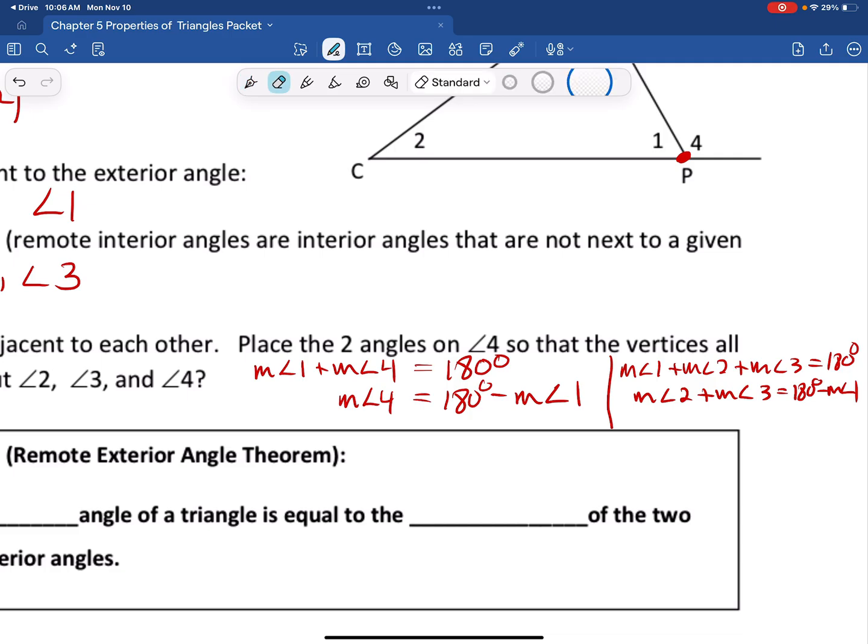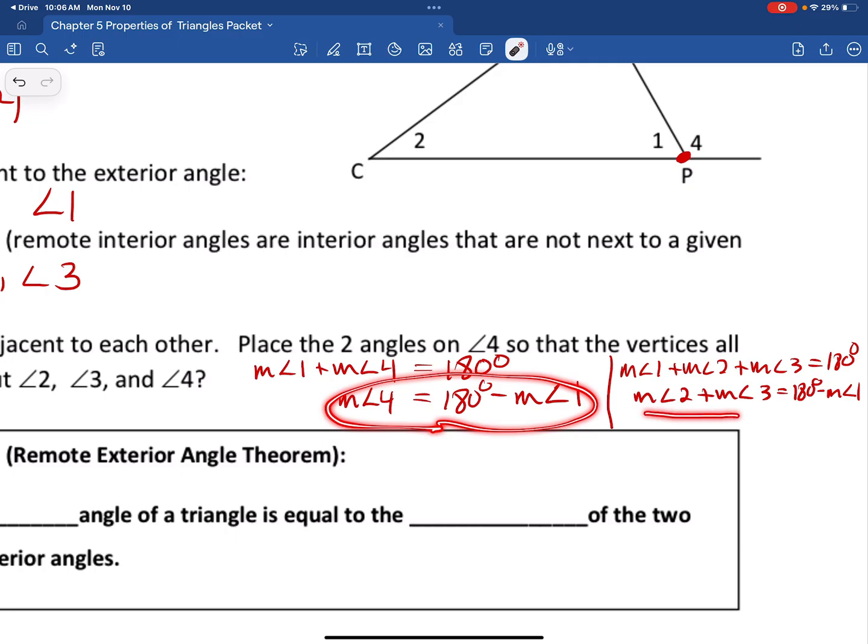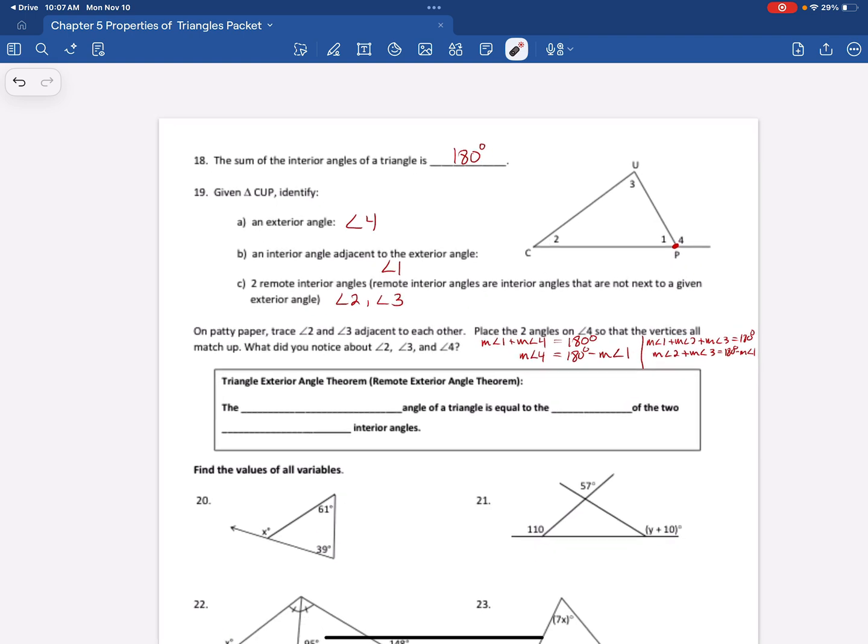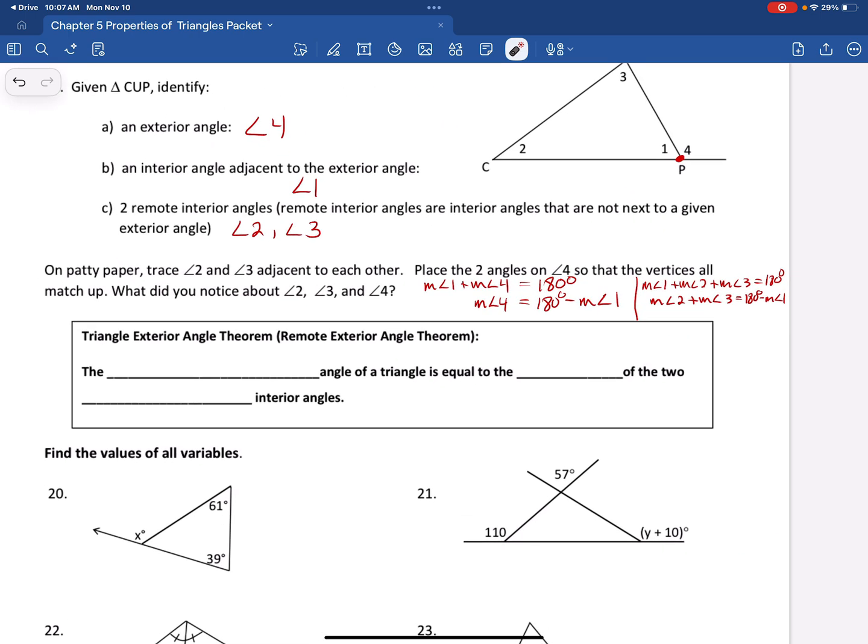All right, now let me try to make this look a little bit neater. The measure of angle 1. So what I want you to notice is that the exterior angle, angle 4, is 180 minus the measure of angle 1, right here. And the measure of angle 2 and 3 are also 180 minus the measure of angle 1. So that's what the exterior angle theorem says.